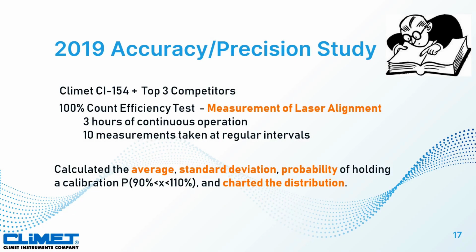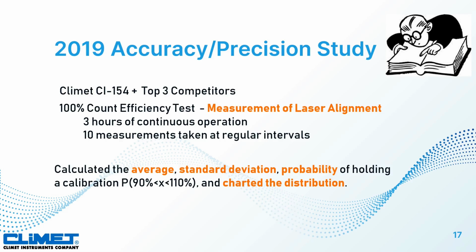In 2019, Climate conducted a study among our top 3 competitors. We chose to measure the 100% count efficiency test, which is the most difficult standard to meet. Over a 3-hour period, we took 10 measurements at regular intervals. From these measurements, we calculated the average, the standard deviation, the probability of being able to hold a calibration, and then charted the distribution on a bell curve.